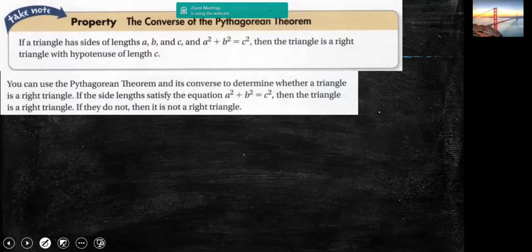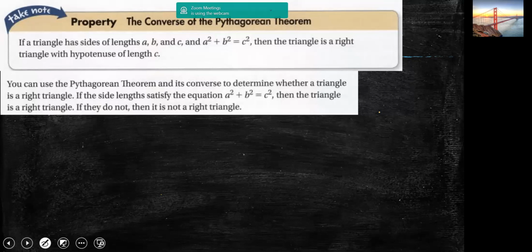So let's start today with the converse of the Pythagorean theorem. Before talking about it, as I told you yesterday, the Pythagorean theorem is only for the right triangle. In this lesson, or in this property here, we are talking about the converse of the Pythagorean theorem.